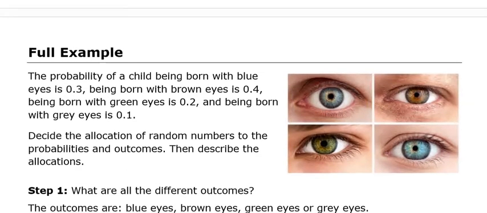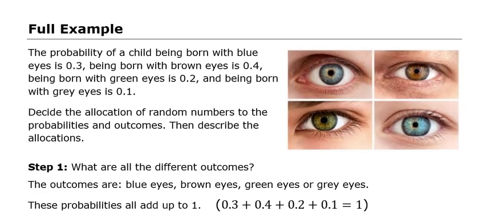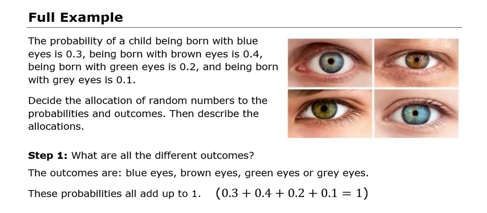So let's have a look at a full example here, because that was just part 1. If I talk about a child being born, they could have blue eyes, and the chance of that is 0.3. They could have brown eyes, and the chance of that is 0.4. They could have green eyes, and the chance of that is 0.2. And grey eyes, the chance of that is 0.1. If you look at these numbers now, they should all add up to 1. If they don't, we need to have an other category.